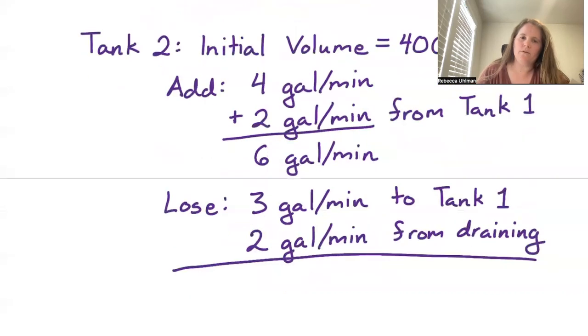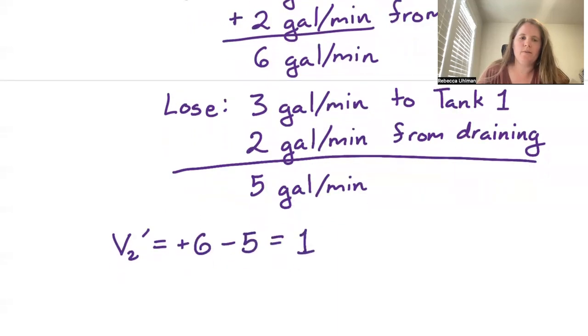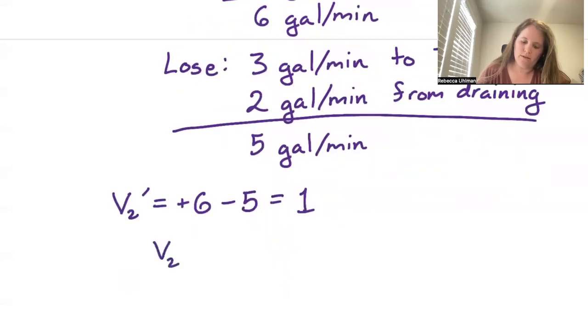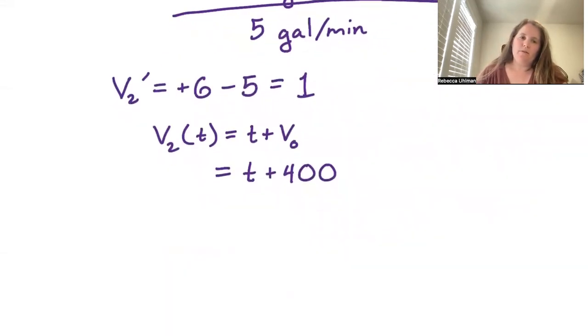So we lose a total of 5 gallons per minute. So we have V2 prime should be equal to, we add in 6, subtract off 5, or just 1. V2 of T is therefore just T plus the initial volume. And in this case, that's T plus 400. So we have our volume equations.